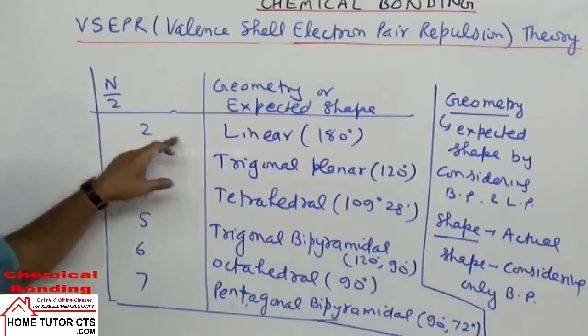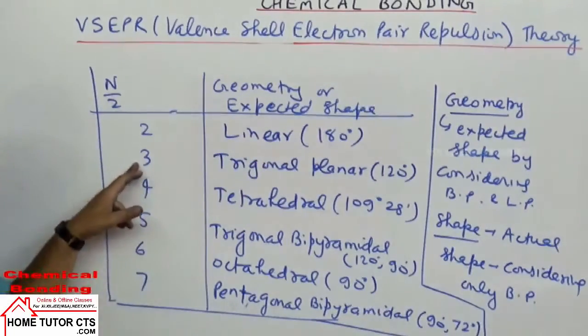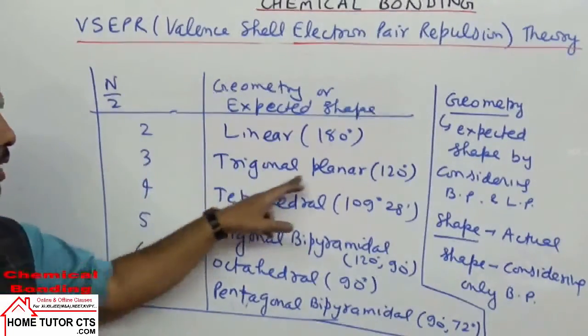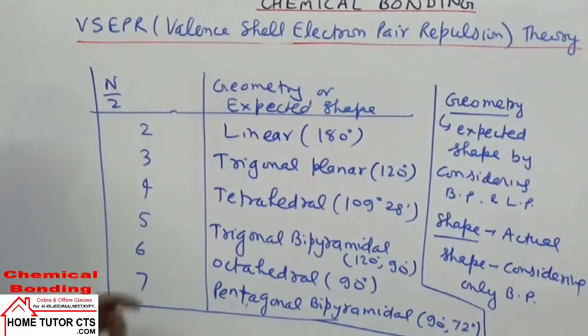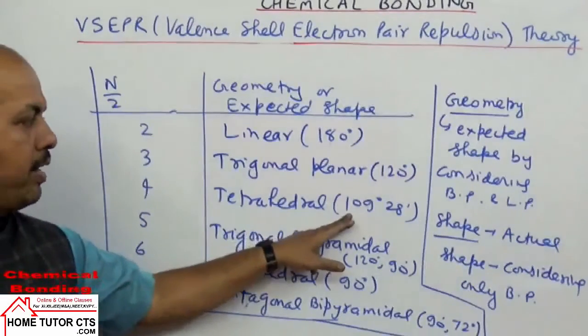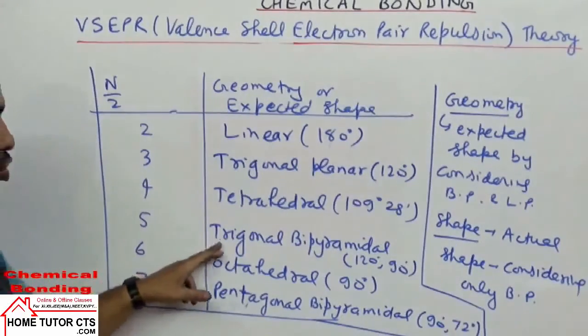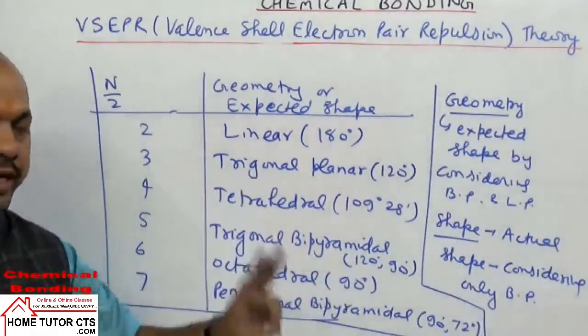For n by 2 value 2, the geometry is linear, angle 180 degrees. For n by 2 value 3, the geometry is trigonal planar, angle 120 degrees. For 4, the geometry is tetrahedral, angle 109 degrees 28 minutes. For n by 2 value 5, the geometry is trigonal bipyramidal. You have 2 kinds of bond angles.